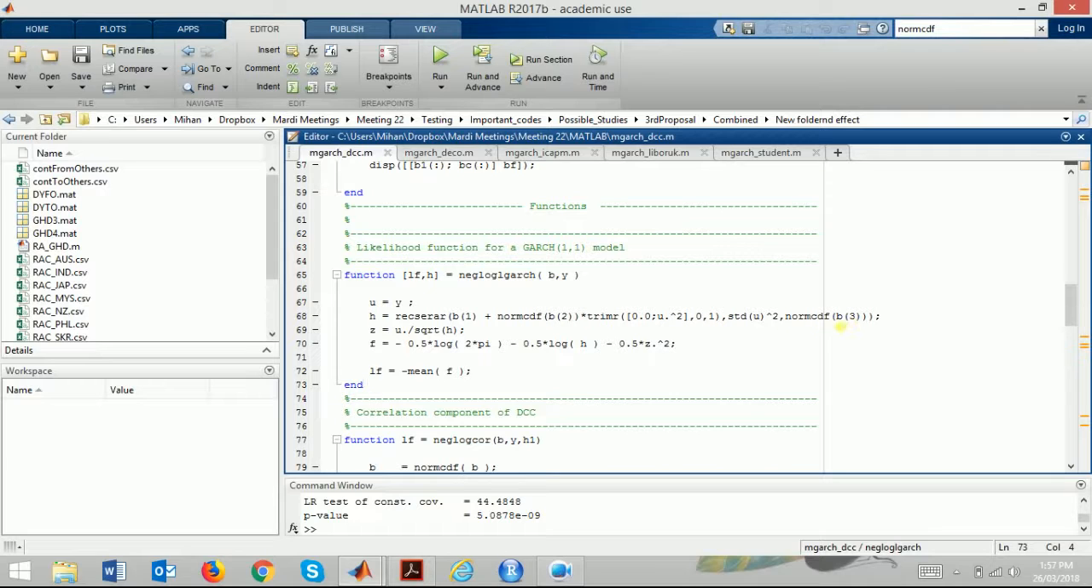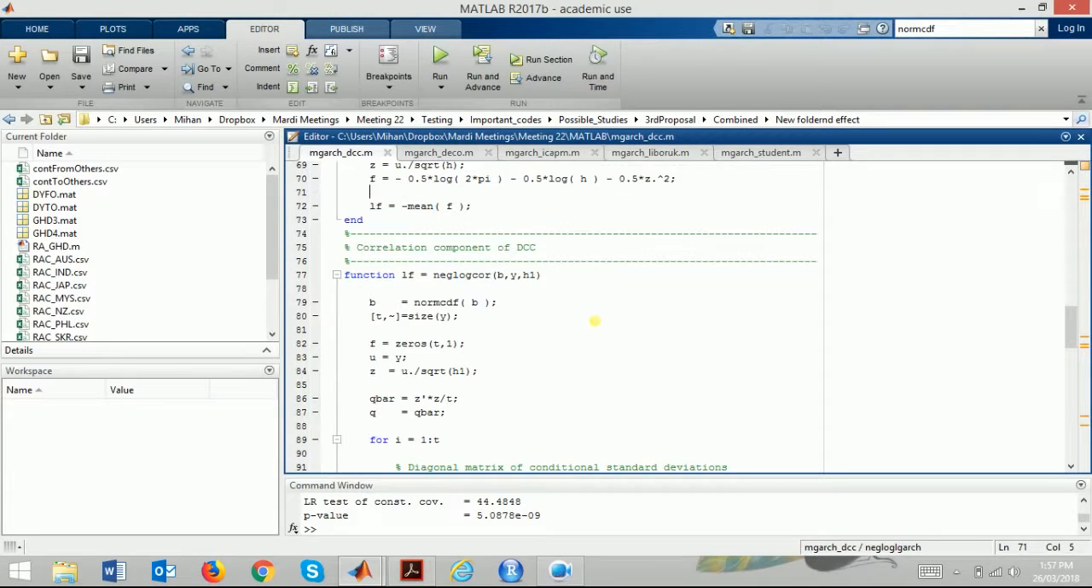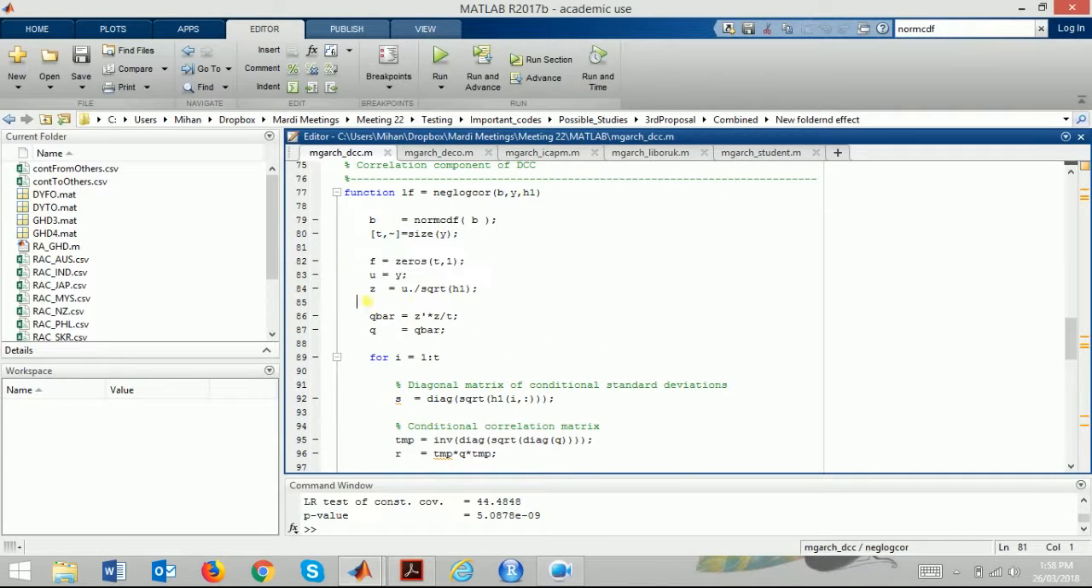GARCH 1. Mu, sigma, and Z is U by square root of H, which is sigma square. So constant, mean, square residual, square residual, then variance. Okay, Z square, fine. Correlation component of DCC, normal cumulative distribution function.